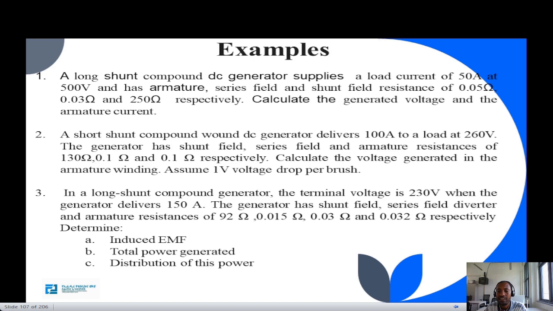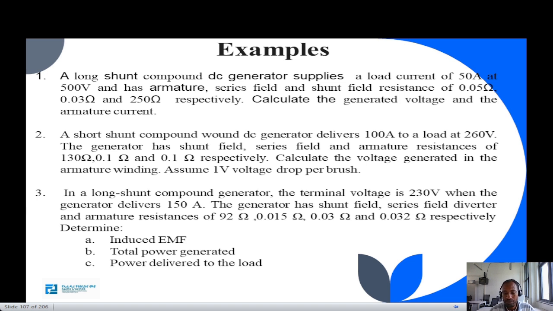Having said this, let us come to the examples on a compound DC generator. Here there are 3 examples. The first example says that a long shunt compound DC generator supplies a load current of 50 ampere at 500 volts and has an armature, series field and shunt field resistance of 0.05 ohm, 0.03 ohm and 250 ohm respectively. Calculate the generator voltage and the armature current. Now we have to draw the circuit for this.